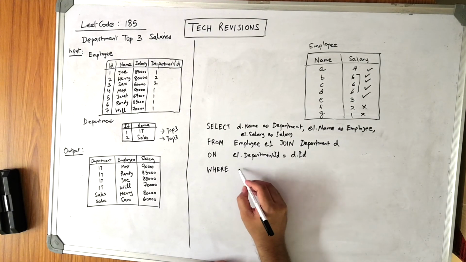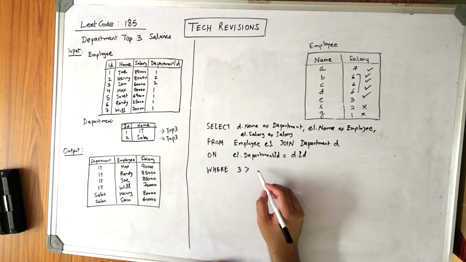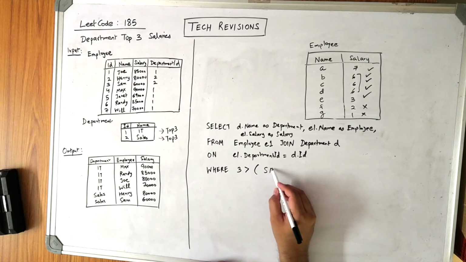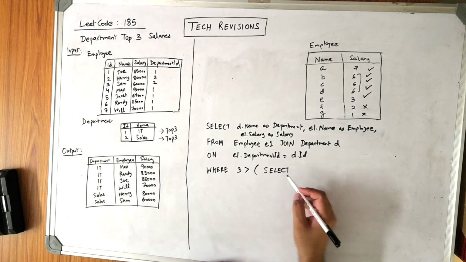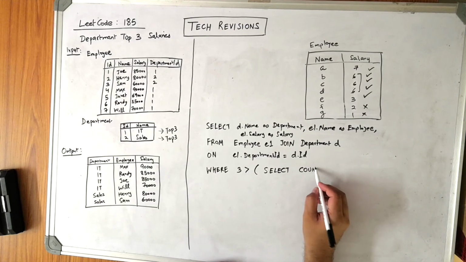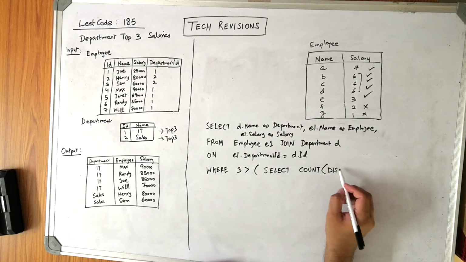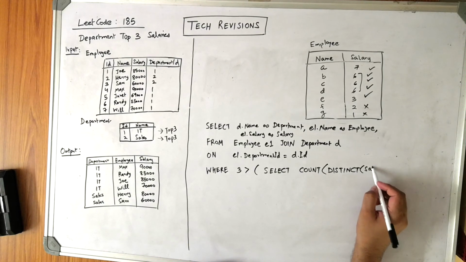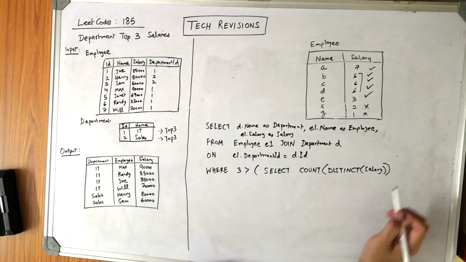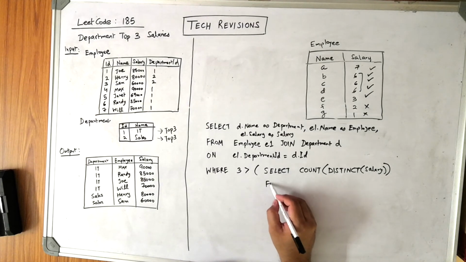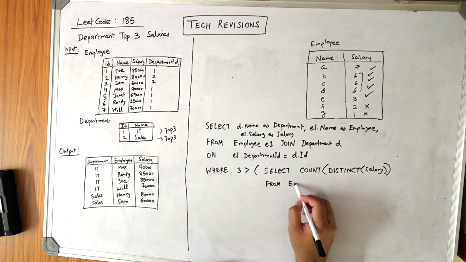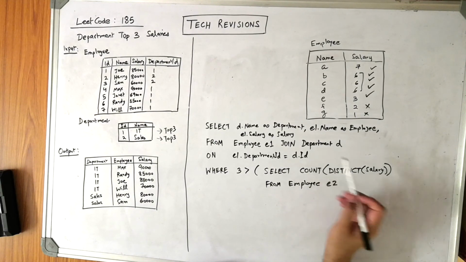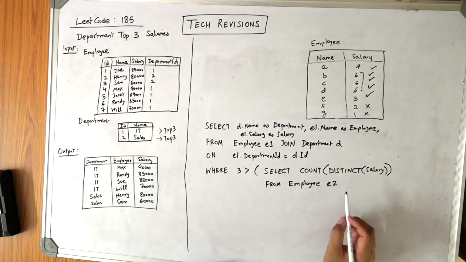is going to be where 3 is greater than, and this is the nested part. So here what we will do is we'll put select, remember, the count of distinct of salary, right, from employee table. Let's call it E2. Why? Because we have E1 over here, then this is E2.